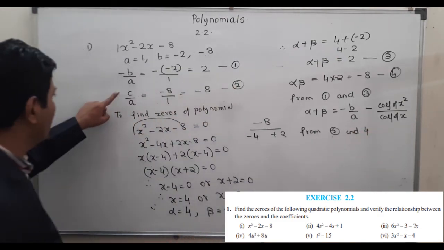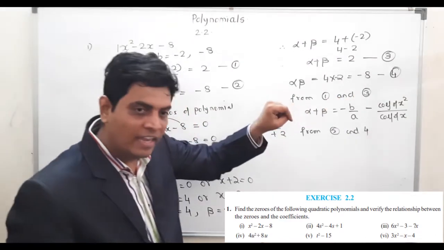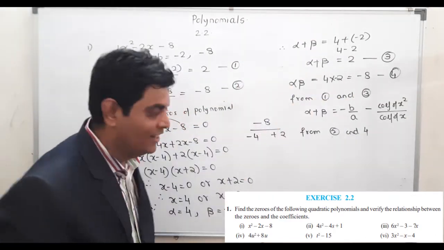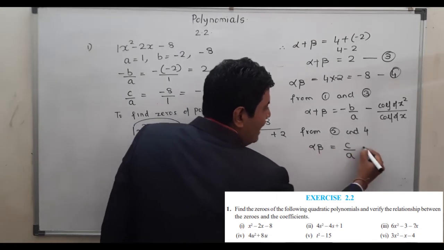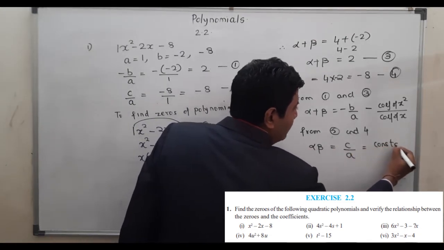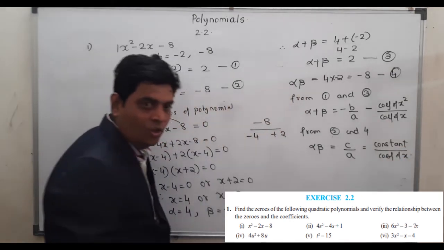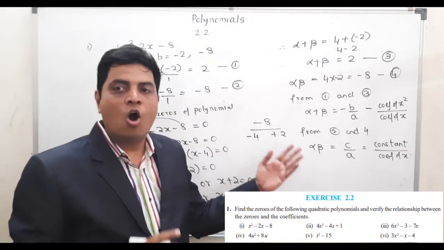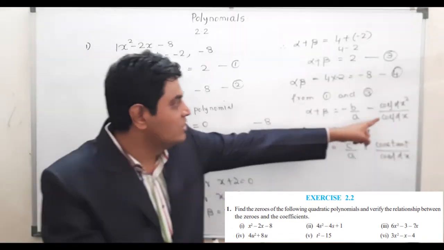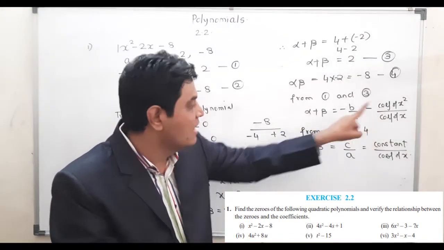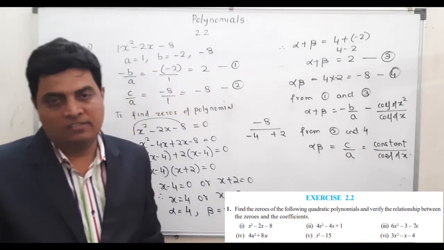What does equation 2 say? C upon a is equal to minus 8. And what does equation 4 say? Alpha into beta is also minus 8. So alpha into beta is equal to c upon a. Understood this? So there I have verified that alpha plus beta is minus coefficient of x upon coefficient of x square, and alpha into beta is the constant divided by the coefficient of x square.